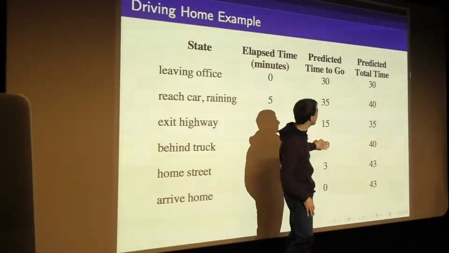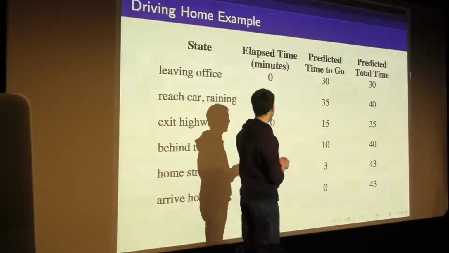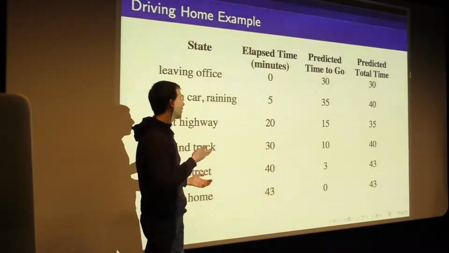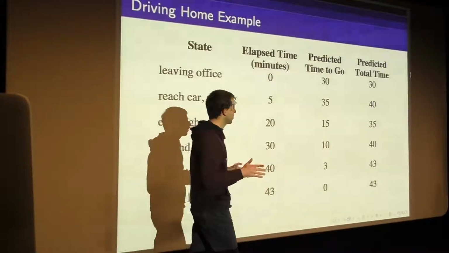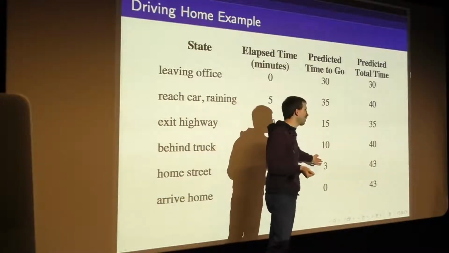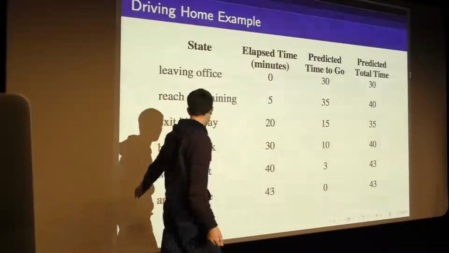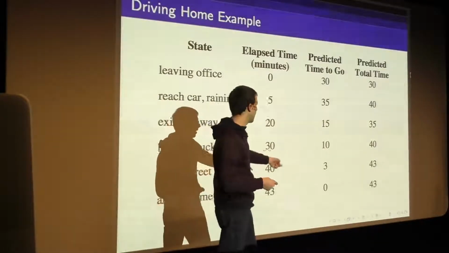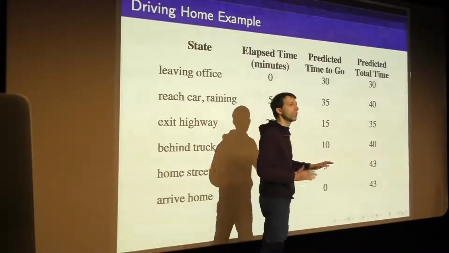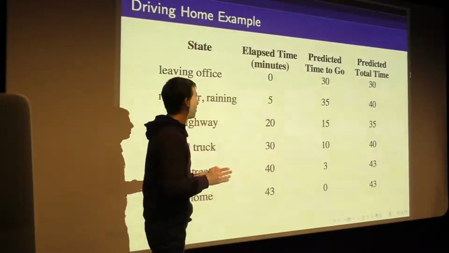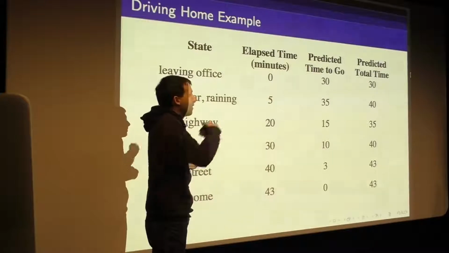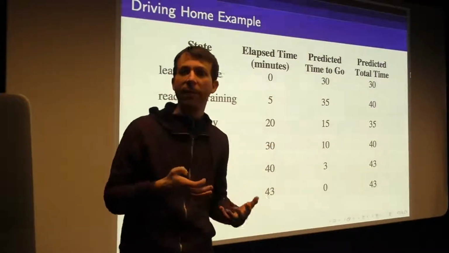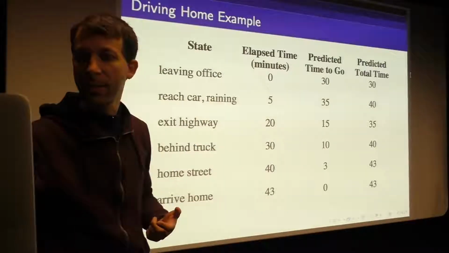I think, oh, there's actually 10 minutes to go now, it's going to take me 40 minutes. And then I get on the home street, and things are going okay, but it took a little longer than I thought. I think there's still 3 minutes to go, and then eventually I get there, and it actually took, in total, 43 minutes. I realise there's no more time to go, so everything lines up at the end, and we think there's nothing left, and it took us 43 minutes in total. So now how would we actually update our value function based on this trajectory of experience?